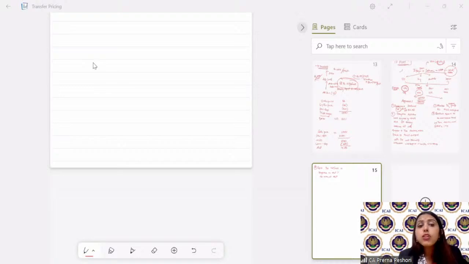So based on that, you will come to the conclusion that this is the most appropriate method, right? So that particular criteria is given under the rule only. Now understand one thing.